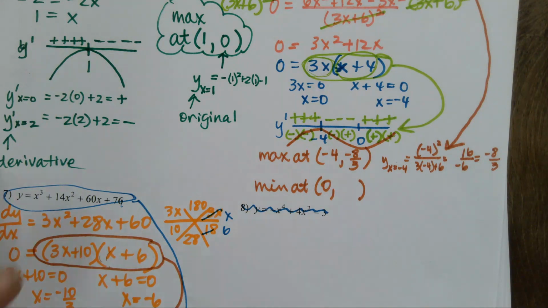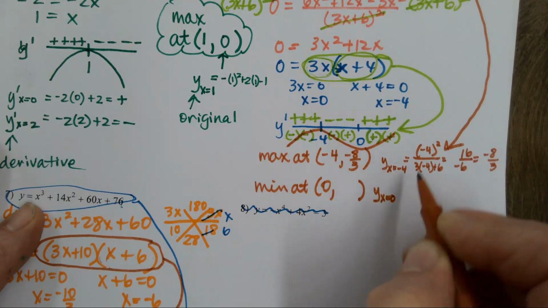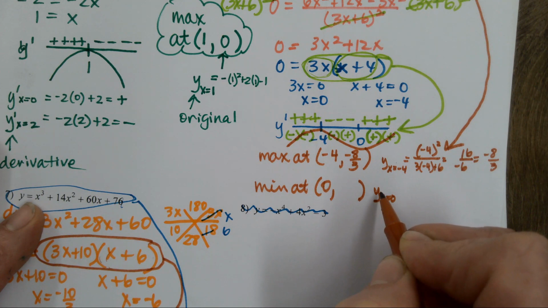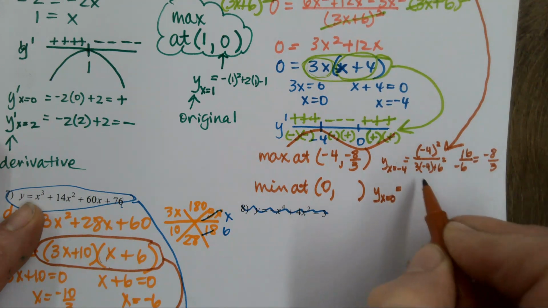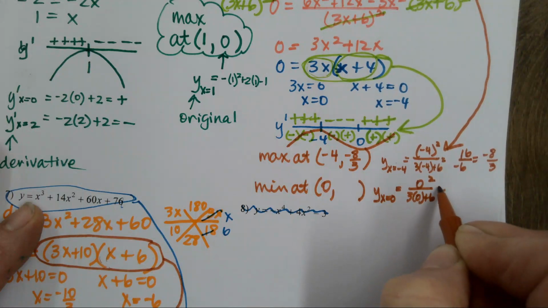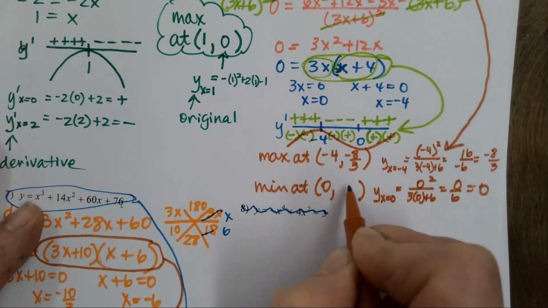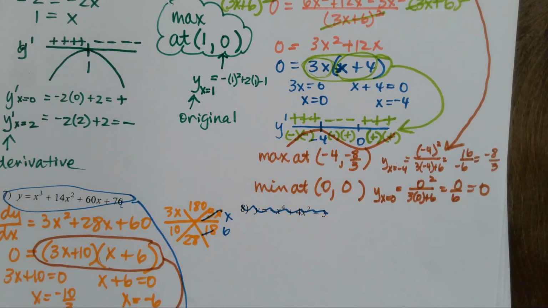And then I'm going to evaluate this next one. y when x is 0. And again, this is y, I use the y function. 0 squared over 3 times 0 plus 6. That gives me 0 over 6. That gives me 0. So min at 0, 0. I got it right. Did you?